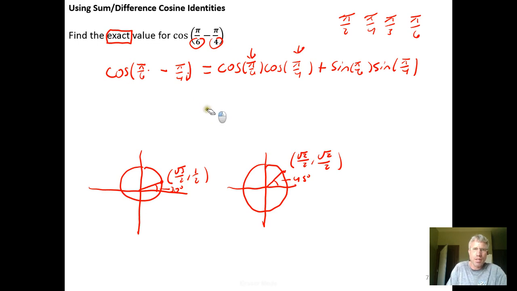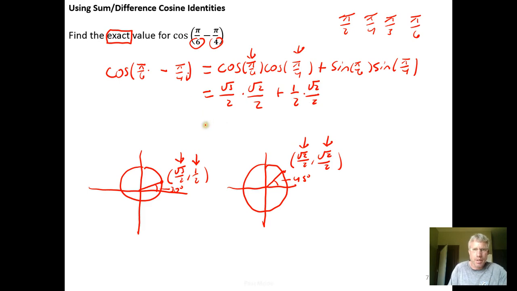And so we just lever in the cosine and sine values, understanding that the cosine and sine are represented by the x and y ordered pairs on the unit circle. So the cosine of pi over 6 is going to be root 3 over 2. And the cosine of pi over 4 is going to be root 2 over 2. Plus the sine of pi over 6 is going to be the y-coordinate for pi over 6 radians, which is 1/2. And the sine of pi over 4 is also going to be root 2 over 2.